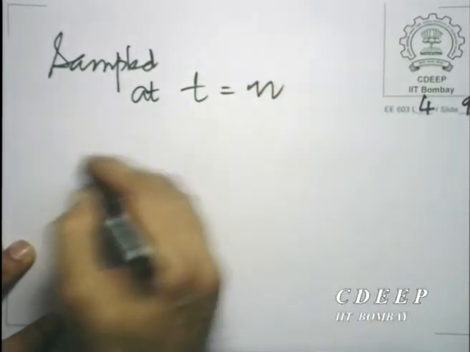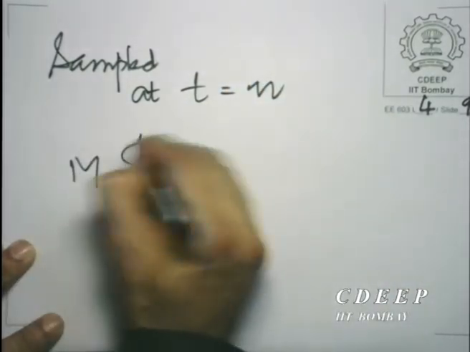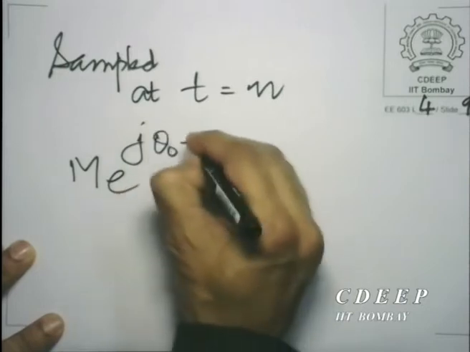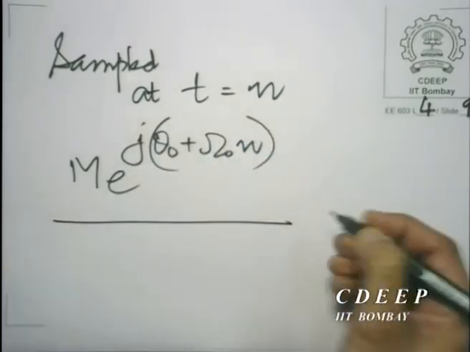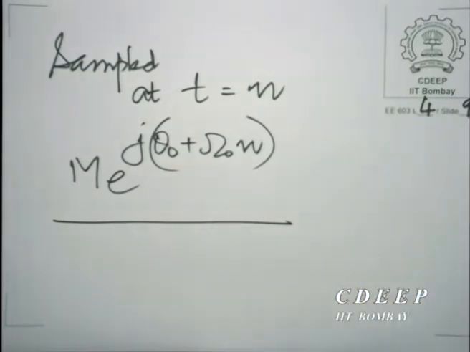I would get m e raised to the power j (theta naught plus omega naught n). You see, all the time I am making the convenient assumption that my sampling interval is unity. Let us get used to this assumption. I am normalizing my time measurement with respect to the sampling interval.